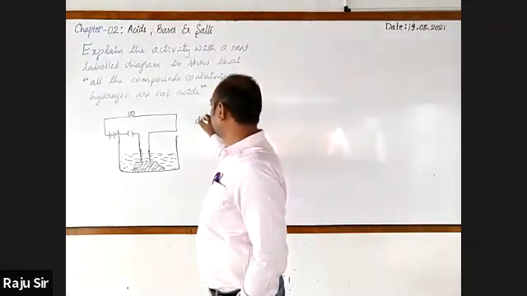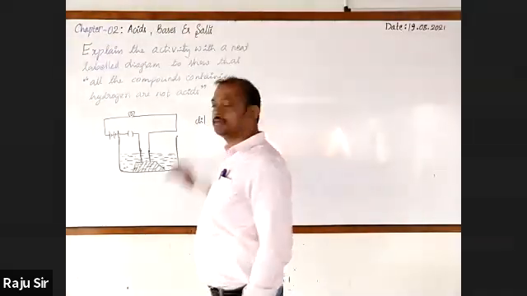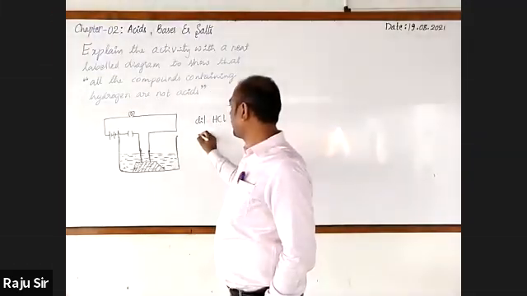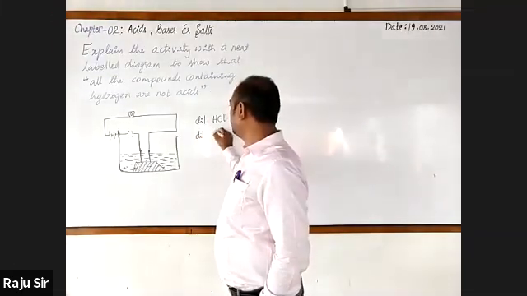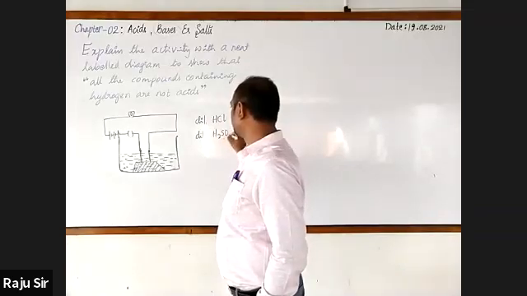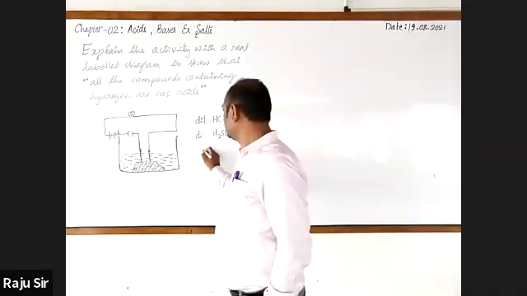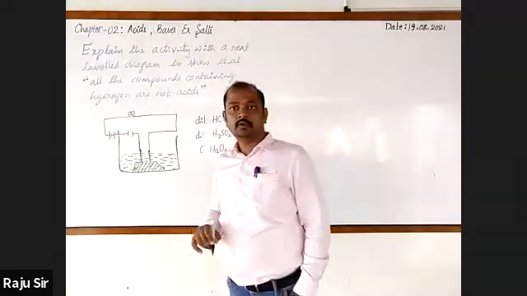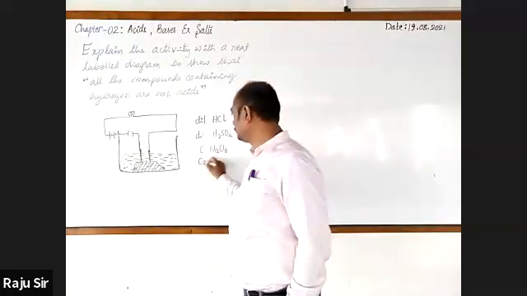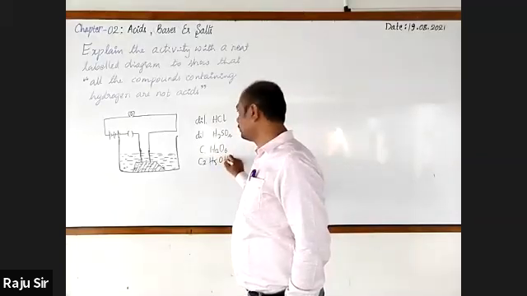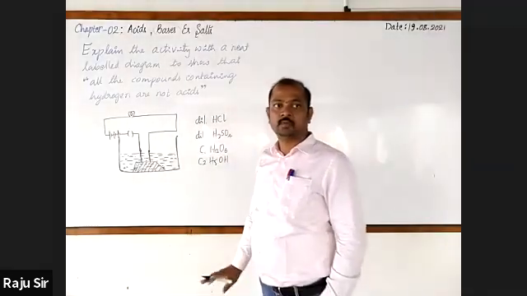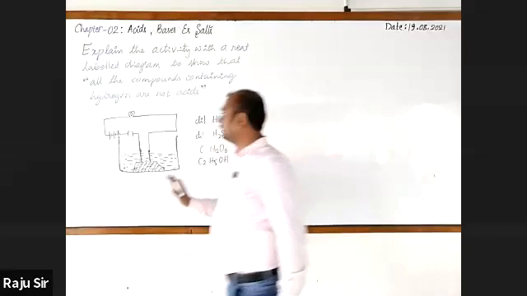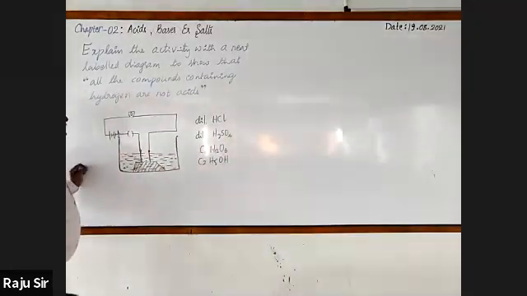One is dilute HCl. Second one is dilute H2SO4. Third one is C6H12O6. And fourth one is C2H5OH. Followed? Very simple activity.